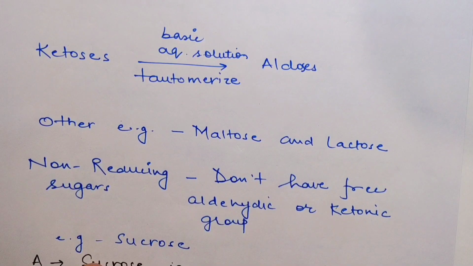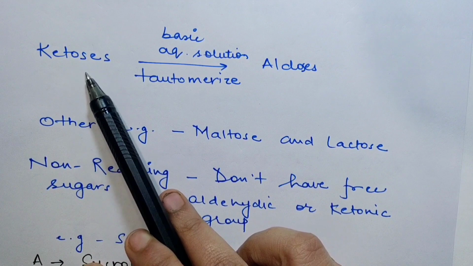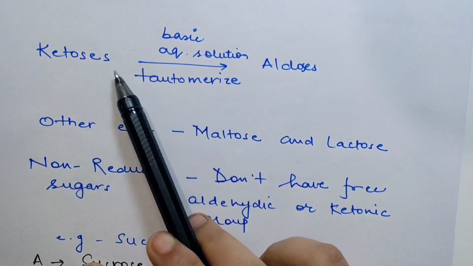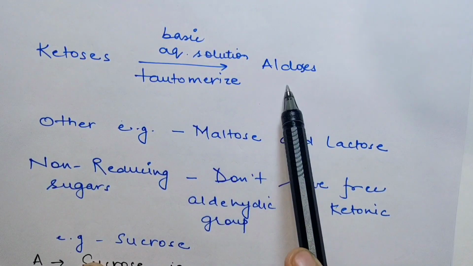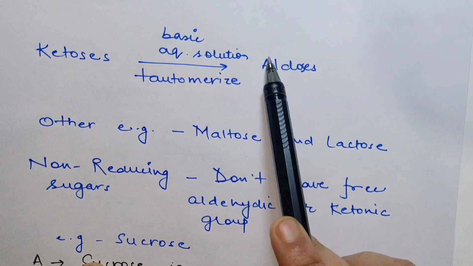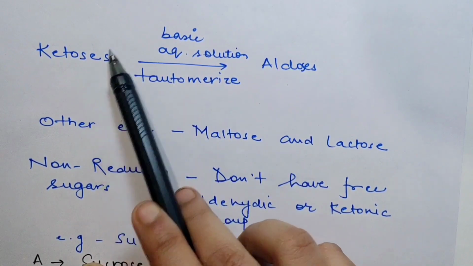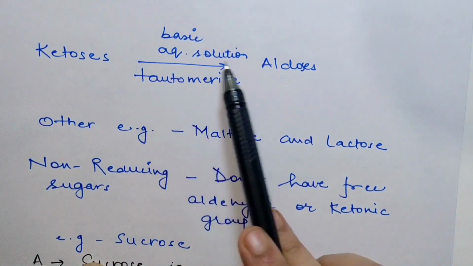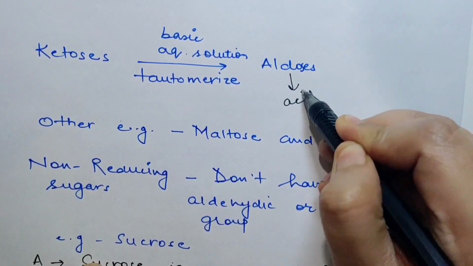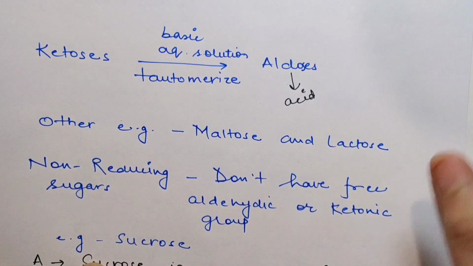Let's see. Ketoses, that means the carbohydrates containing a ketonic group, actually tautomerize in basic aqueous solution into aldoses. That means they get converted into aldoses. Aldoses are the sugars or carbohydrates containing an aldehyde group. So after they get converted into aldoses, they get oxidized into acid, and therefore they reduce Tollens reagent or Fehling solution.